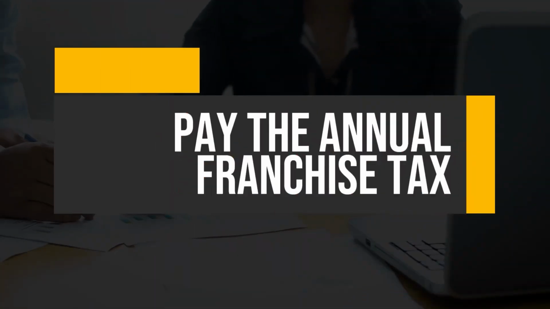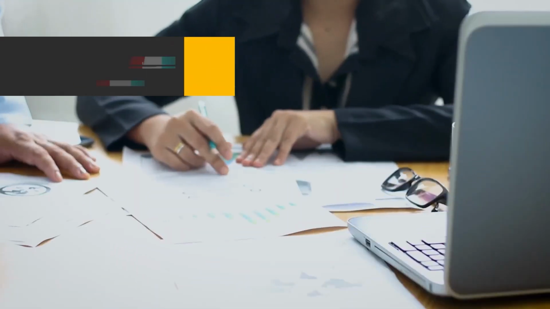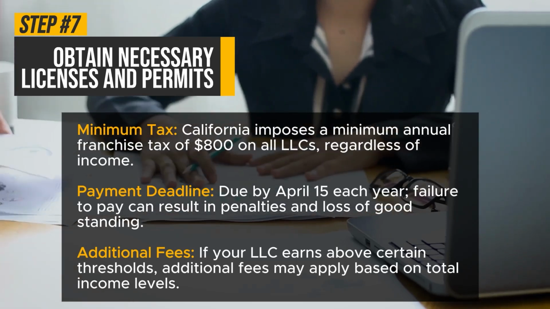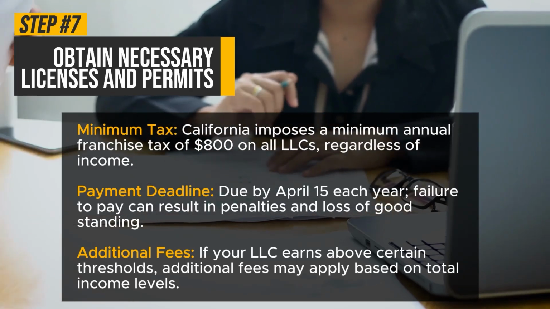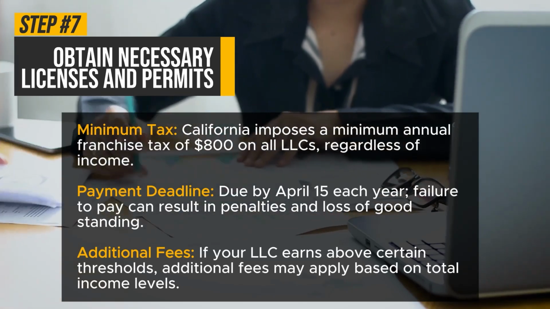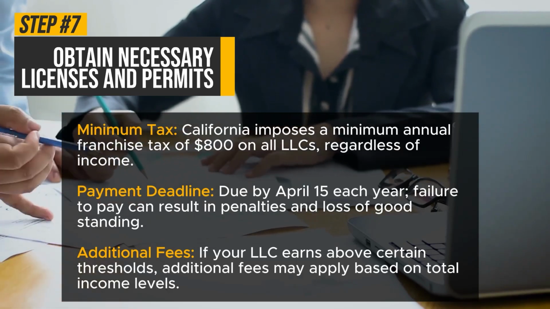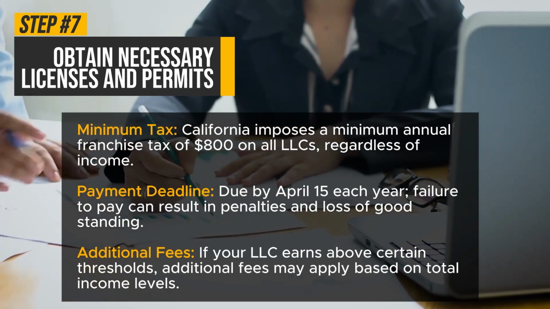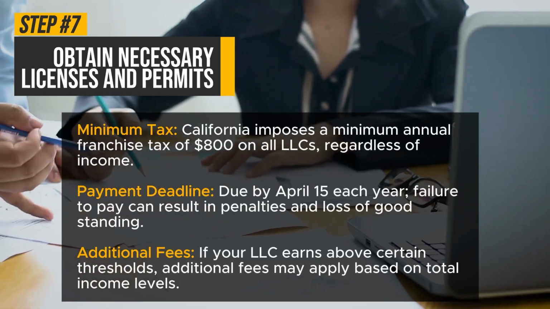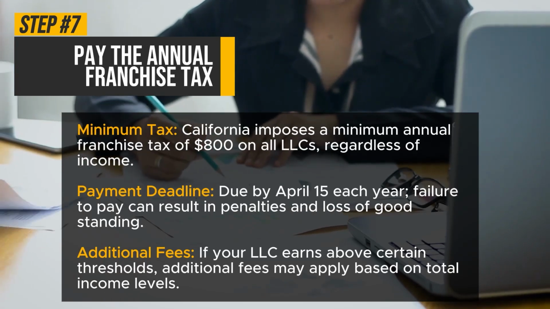Pay the annual franchise tax. California imposes an annual franchise tax on LLCs, which currently stands at a minimum of $800 regardless of income levels. This tax is due by April 15 each year and applies even if your LLC does not conduct any business during that year. Additionally, if your LLC generates income exceeding certain thresholds, you may need to pay an additional fee based on total income levels. Ensure timely payment to avoid penalties and maintain compliance with state regulations.